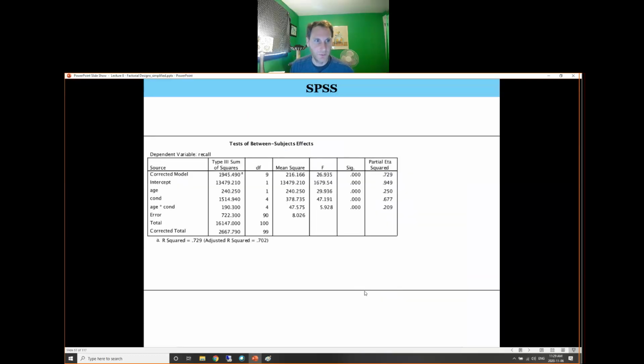We can see that the table is largely the same as what we had before. We have some extra stuff in here, the corrected model and intercept. We won't do much with that. We don't need that. But what we're looking at down here is an effect for age, an effect for condition, an interaction term, an error term, and a total term. So again, corrected total, we don't need that. But from here to here, it's all the same, right? We have sum of squares, degrees of freedom, mean square, F, and significance.